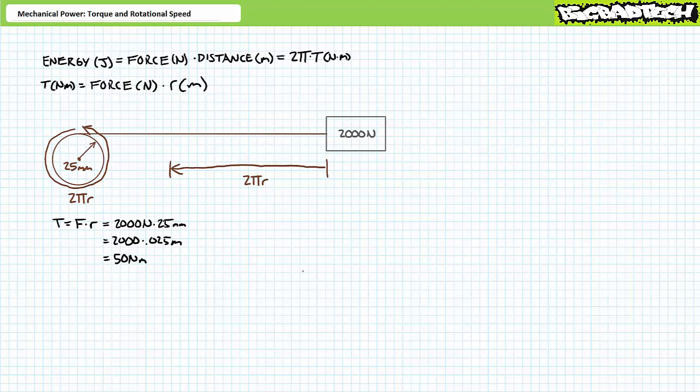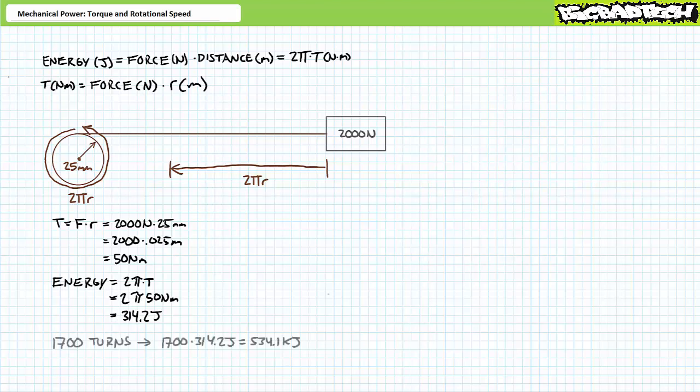How much energy is imparted to this system for every single revolution? Energy is equal to 2 pi times torque. Every turn of the shaft should impart 2 pi times torque of energy into the system. 2 pi times 50 Newton meters is 314.2 joules. Let's say the shaft is revolved 1,700 times. How much energy is imparted to this system with 1,700 turns of the shaft? 314.2 joules per turn times 1,700 turns yields roughly 534.1 kilojoules.